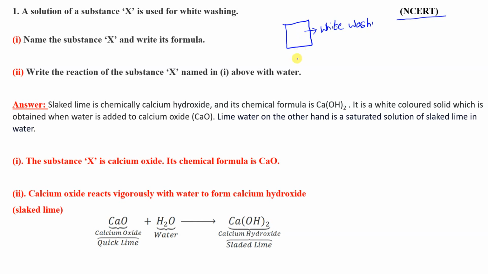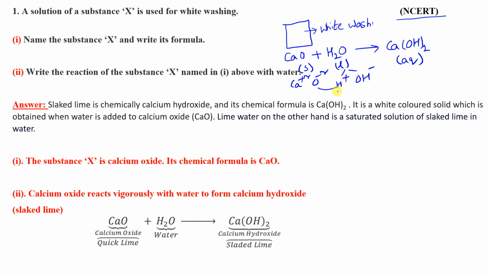To apply the whitewash, they take a solid substance called calcium oxide and add water to it. It forms calcium hydroxide. Calcium oxide is a solid substance. Water is in liquid state. When they both combine and form calcium hydroxide, it is in aqueous state, because water is there. Calcium is plus 2, oxygen is minus 2. Water breaks into H plus and OH minus. These two combine and form OH minus. Now two OH minus groups are there with one calcium. All three combine and form calcium hydroxide like this.